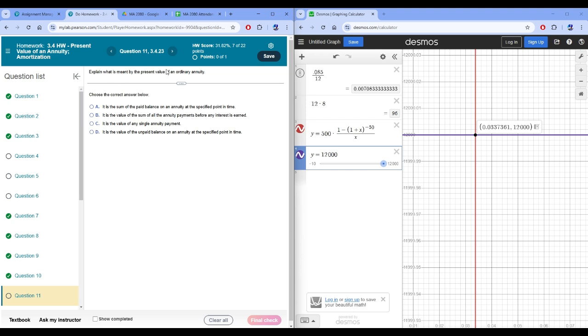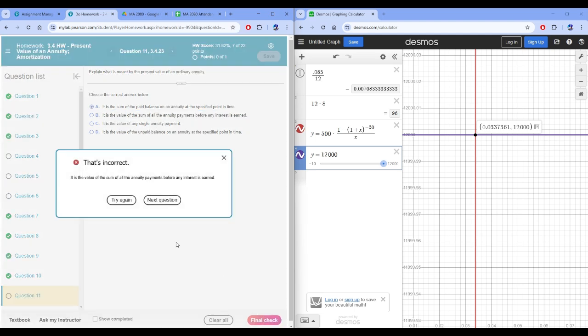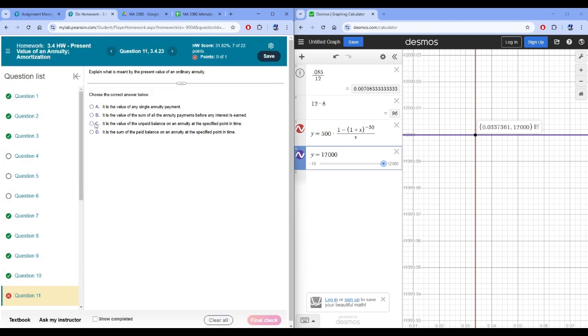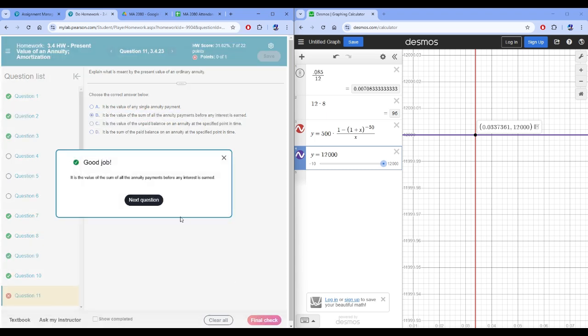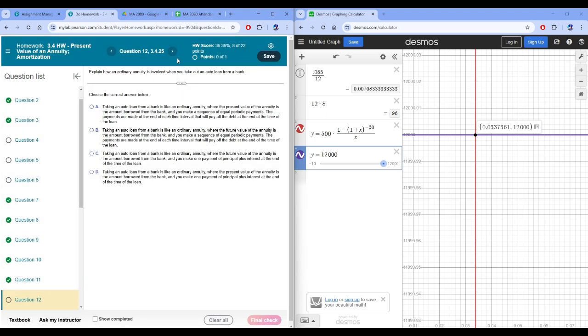Explain what is meant by the present value of an ordinary annuity. It's the sum of the paid balance on annuity at a specific time and point. Maybe. It is the value. I don't know. This is a definition. No. Try again. It's the value of an. There you go. That's what it is. All right, moving on. Explain how an ordinary annuity is involved when you take out an auto loan for a bank. Oh, I have no idea.